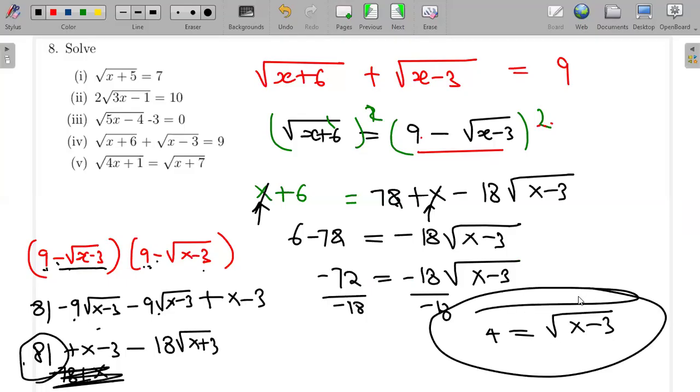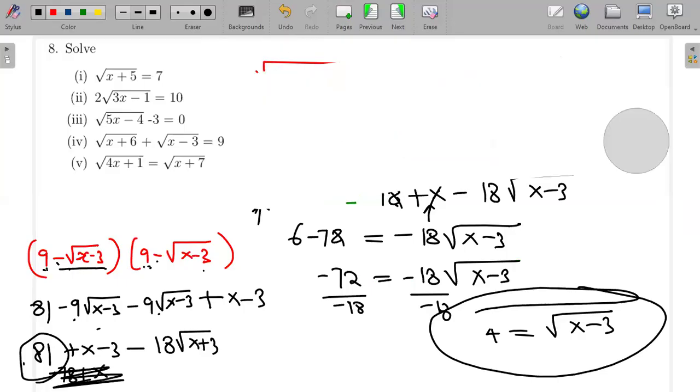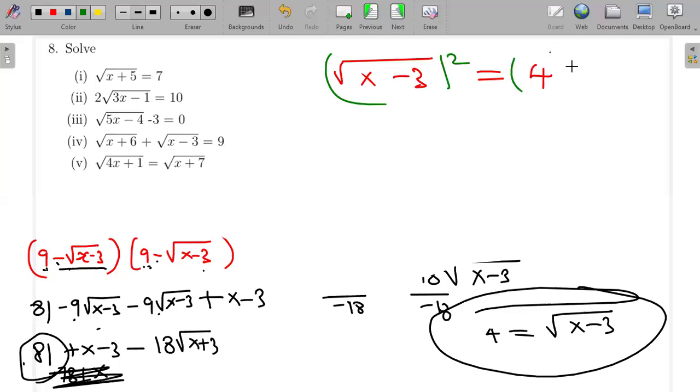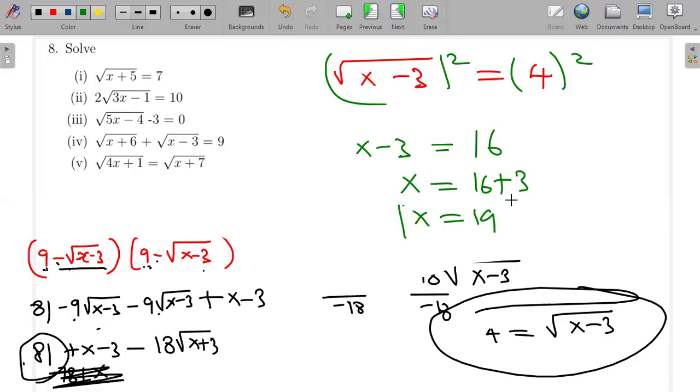So this is what I get here. Now I can easily solve for x from that. Root of x minus 3 is equal to 4. So I'll square again, square, square. That will just be x minus 3 equals 16, which simply means x equals 16 plus 3. So x is equal to 19. If you want, you can put this 19 back there, and you're going to see that the left and right hand sides are the same.